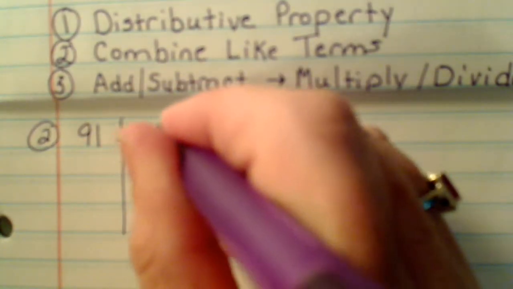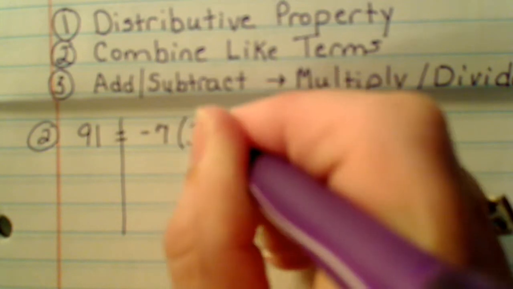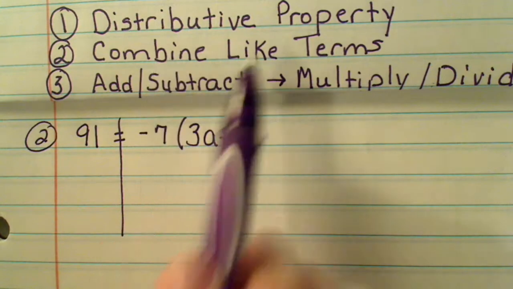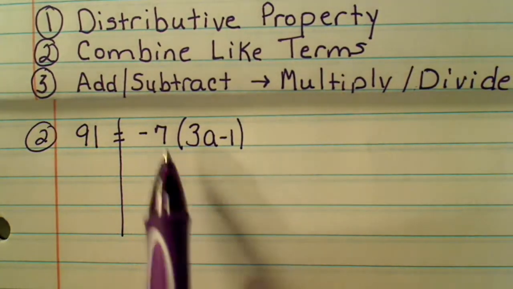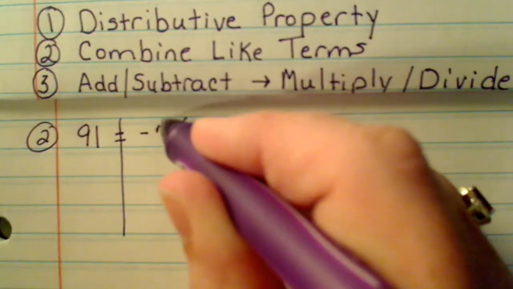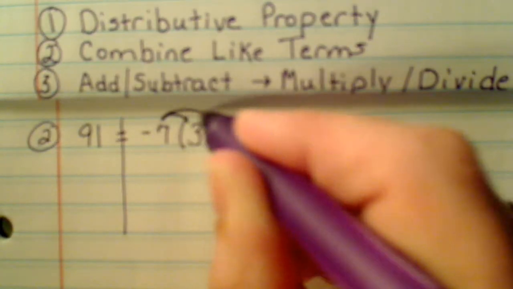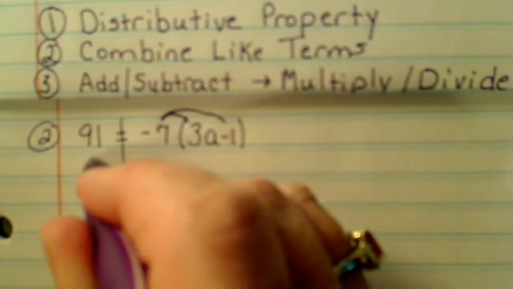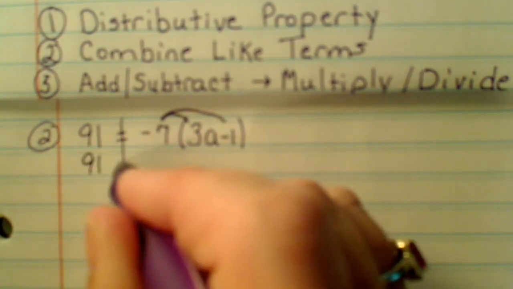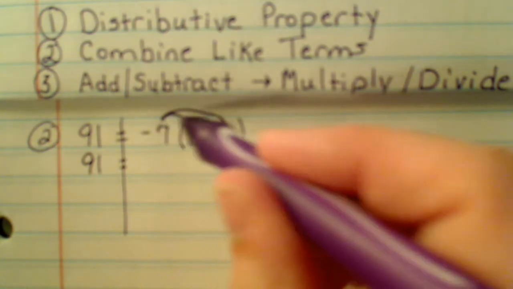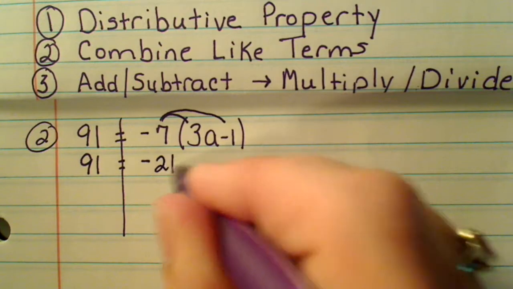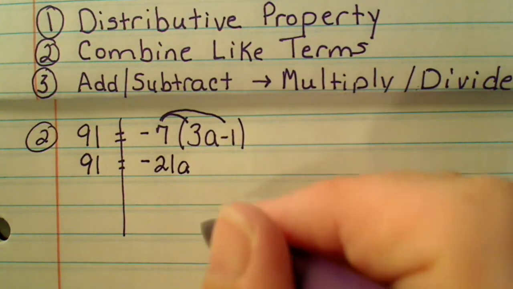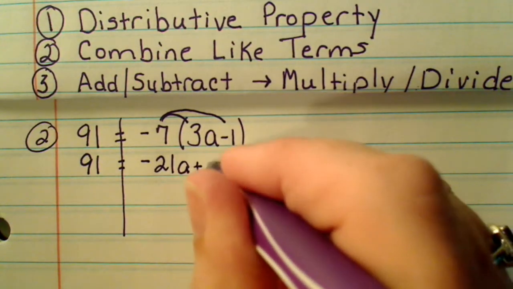Over here, we have a negative 7 times 3a minus 1. First step, the distributive property. Well, yes, we can do that because we have a parentheses. So I'm going to multiply whatever's in the front times each term on the inside. So over here, I have a 91. And this is a negative 7 times 3a, which gives me a negative 21a. And a negative 7 times a negative 1 is a positive 7.